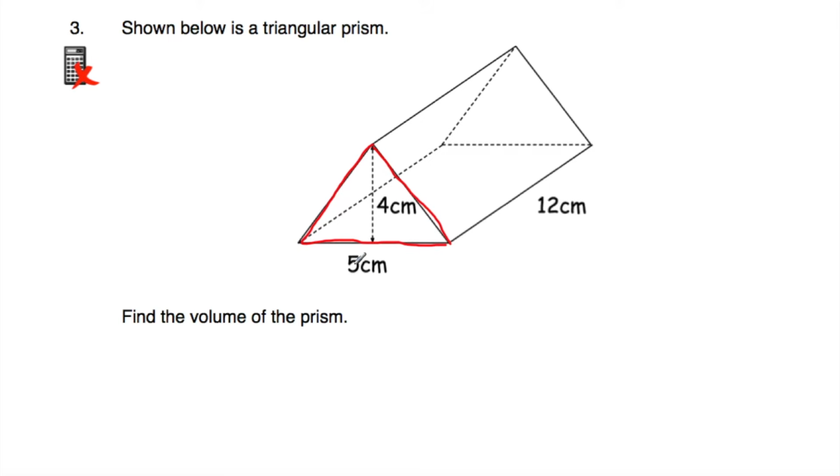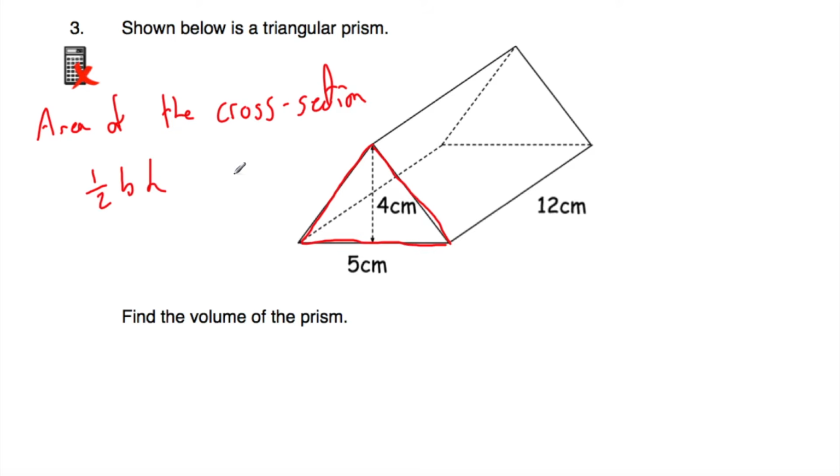To find the area of a triangle, you do the base times the height divided by 2, or half the base times the height. So the area of the cross section, or the cross sectional area you may see, is the area of this triangle. So we would do half the base times the height. Now you could do the base times the height and then half it. You could do half the base and then times by the height. You could do half the height and then times by the base.